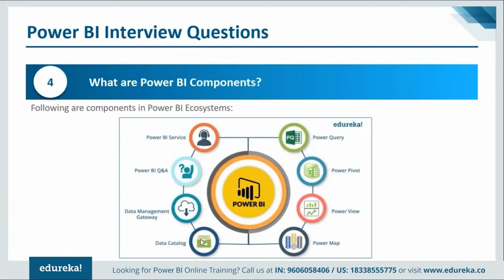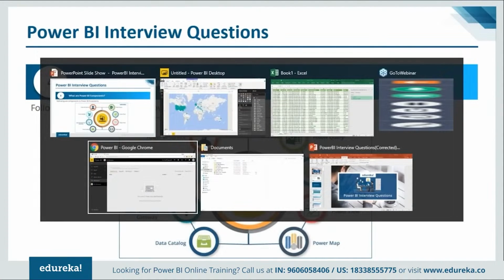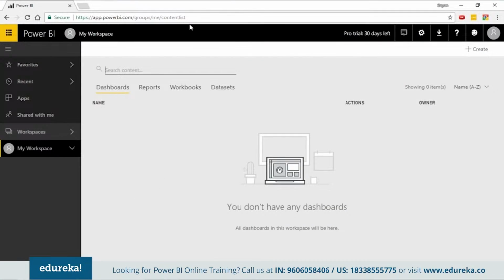We have data catalog. Data catalog is basically Azure data catalog, so it's pretty helpful for connecting to different sources and management of different sources. You have data management gateway, which is used for connecting to on-premises data. Another very essential component is something that you set up at the service level. So if you go to the Power BI service, whatever you see I have right now is what I call the Power BI service.